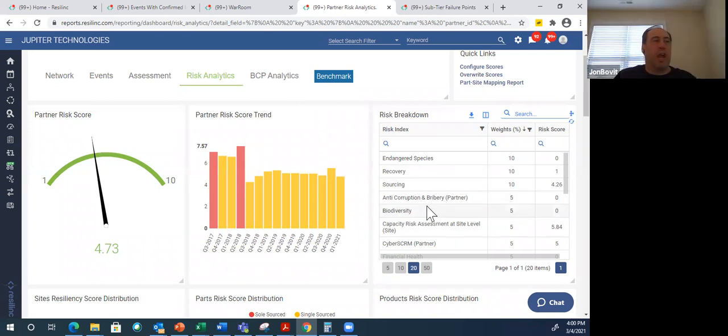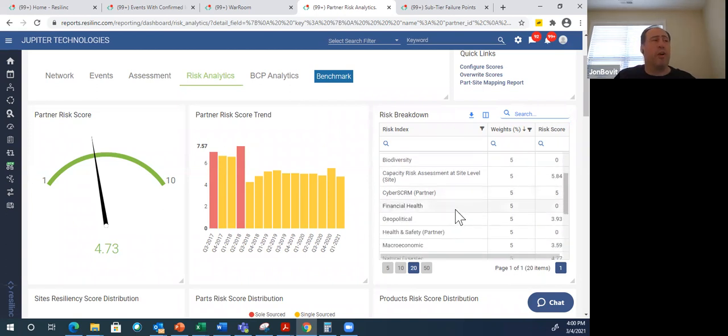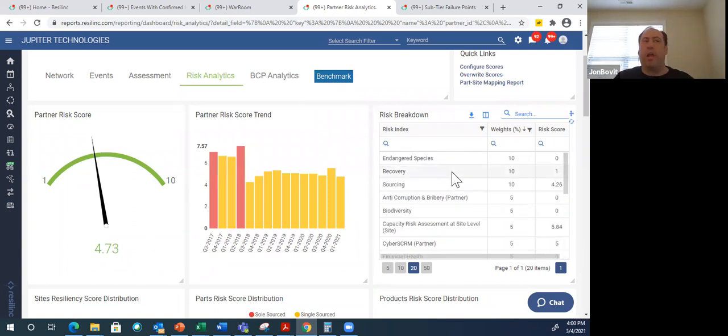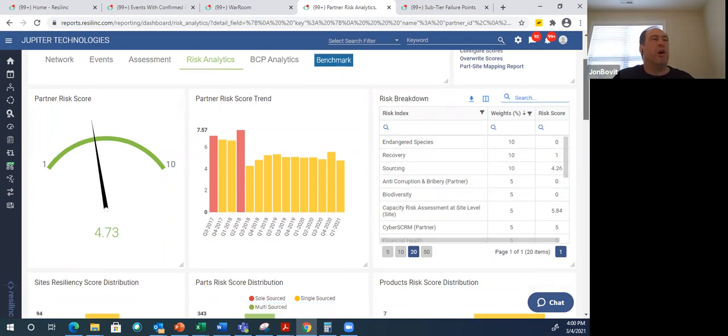Some companies look at certain risks differently. Some weight financial risk very high. You can see this one's only at 5%. But there's just a function where you go in and change the weights, so all that's very easy to do.